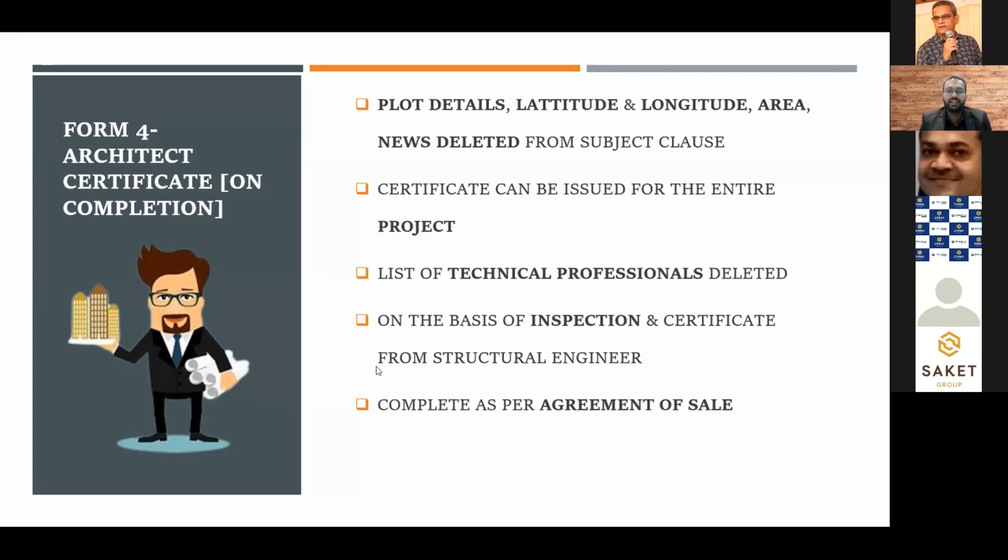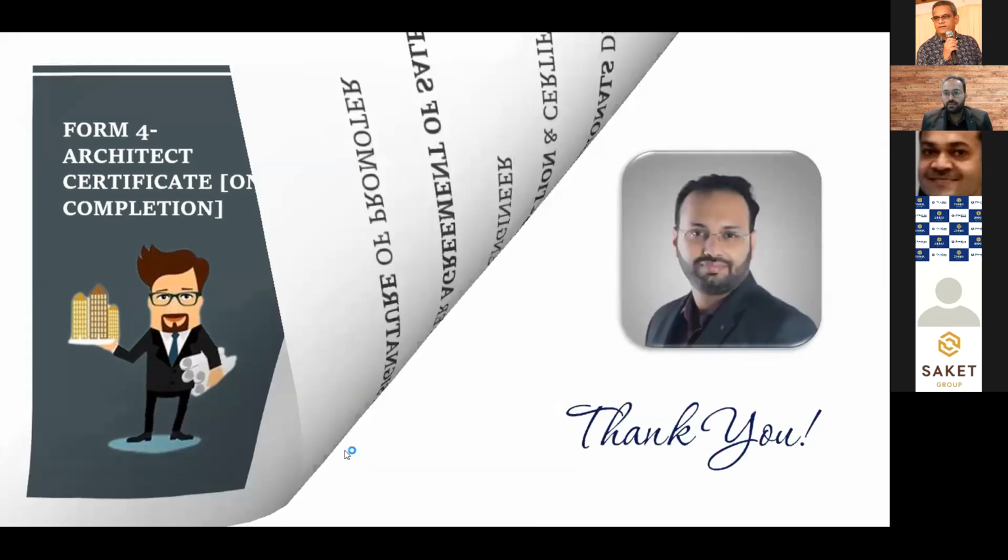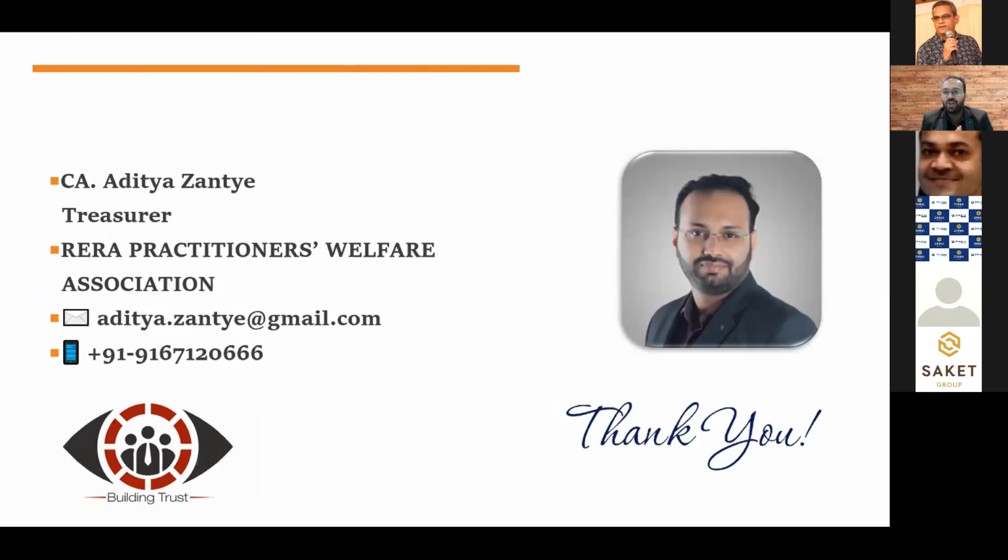Because now clubhouse, swimming pool, everything, amenities, whatever they are, are fit for occupancy, everything is complete as per the agreement for sale. Then only he can issue this certificate. Again, here the countersignature of the promoter has been mentioned. So that's all. We have covered all the forms from Form 1 to Form 5.